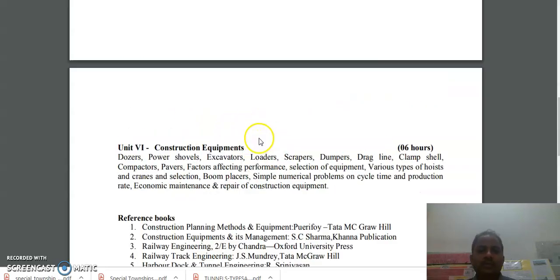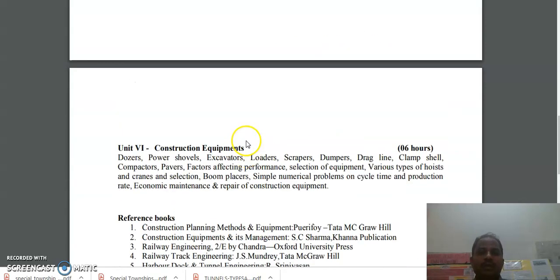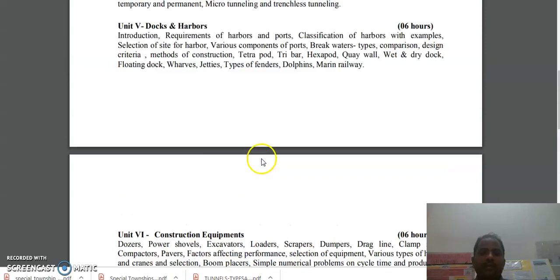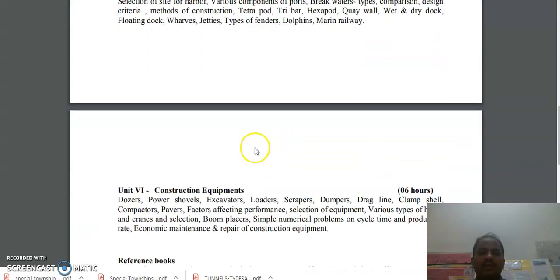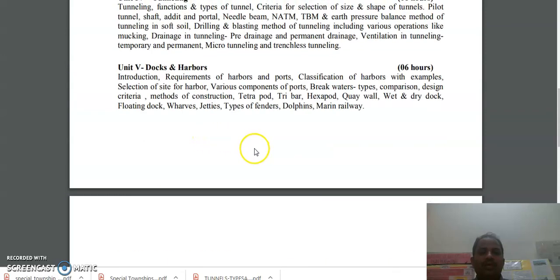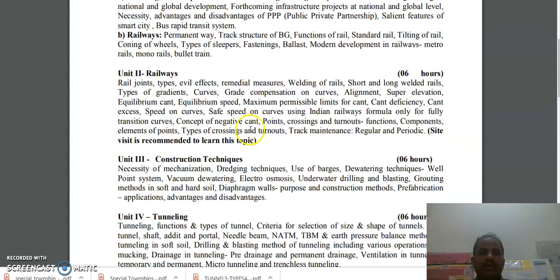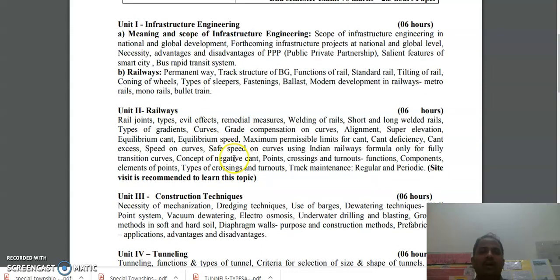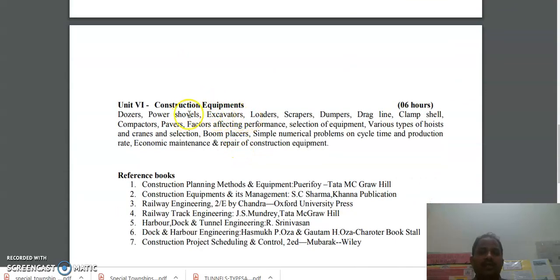Hello friends, we will see unit number 6 from the subject Infrastructure Engineering and Construction Techniques, that is ICT of third year Civil Engineering. Earlier we have studied docks and harbors, tunneling, construction techniques, railway engineering and introduction to infrastructure engineering. Now we will see construction equipments.